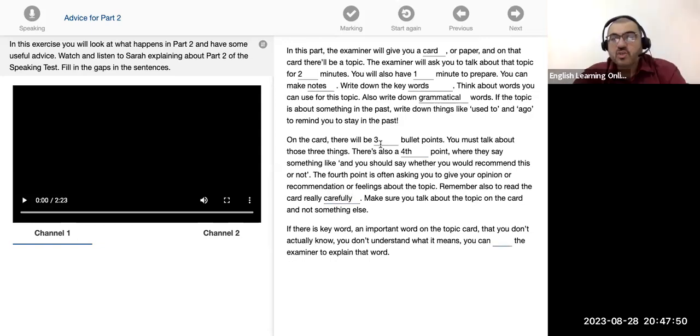Make sure to talk about the topic on the card and not something else. For example, if the topic is weather, don't talk about weddings. If the topic is environment, don't talk about science. So the topic should be the same as on the card. If there is a keyword, an important word on the topic card that you don't understand, you can ask the examiner.